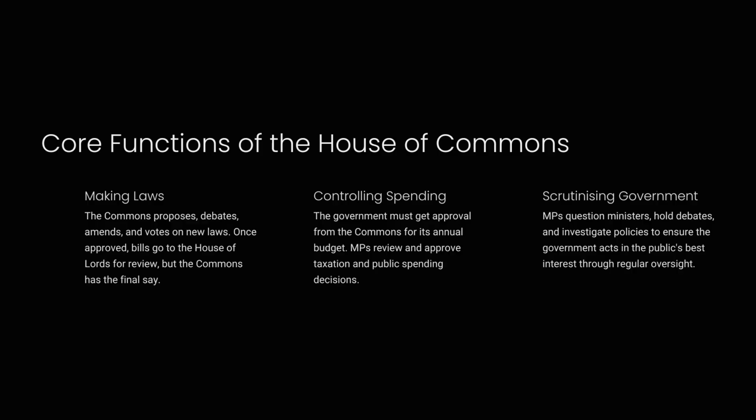Core functions of the House of Commons. Making laws. The Commons proposes, debates, amends, and votes on new laws. Once approved, bills go to the House of Lords for review, but the Commons has the final say. Controlling spending. The government must get approval from the Commons for its annual budget. MPs review and approve taxation and public spending decisions.